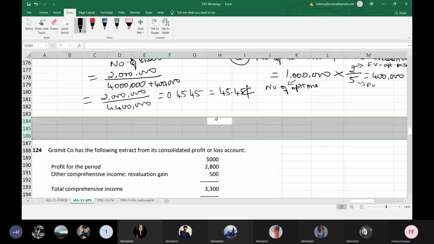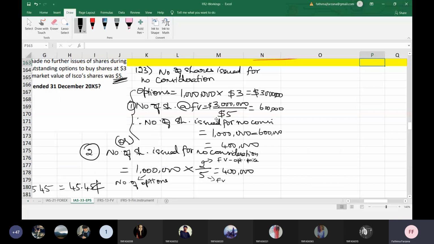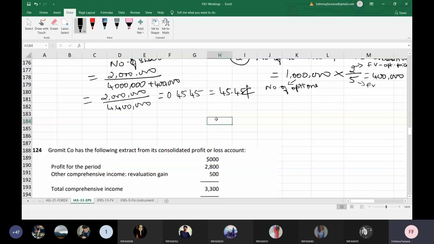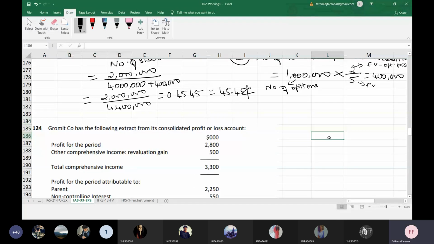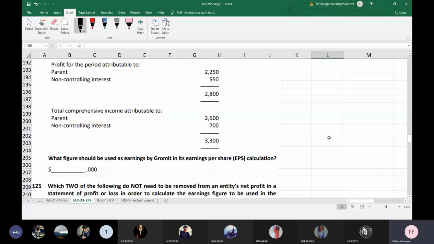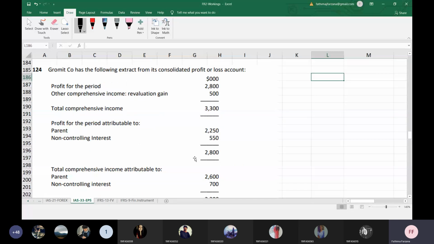That is 24. So problem number 124. What figure should be used? I always read the question first. What figure should be used as earnings by Gromit in earnings per share calculation? They are asking how much is the earnings in this. Profit for the year is 2,800. They are asking what is the earnings in this problem, which you will take.